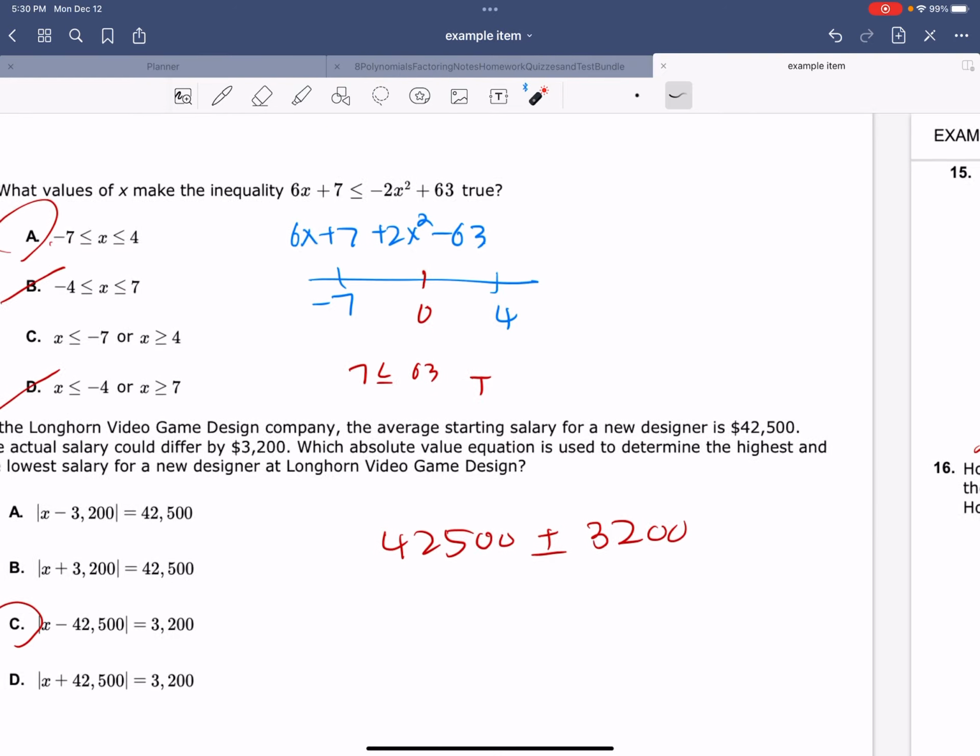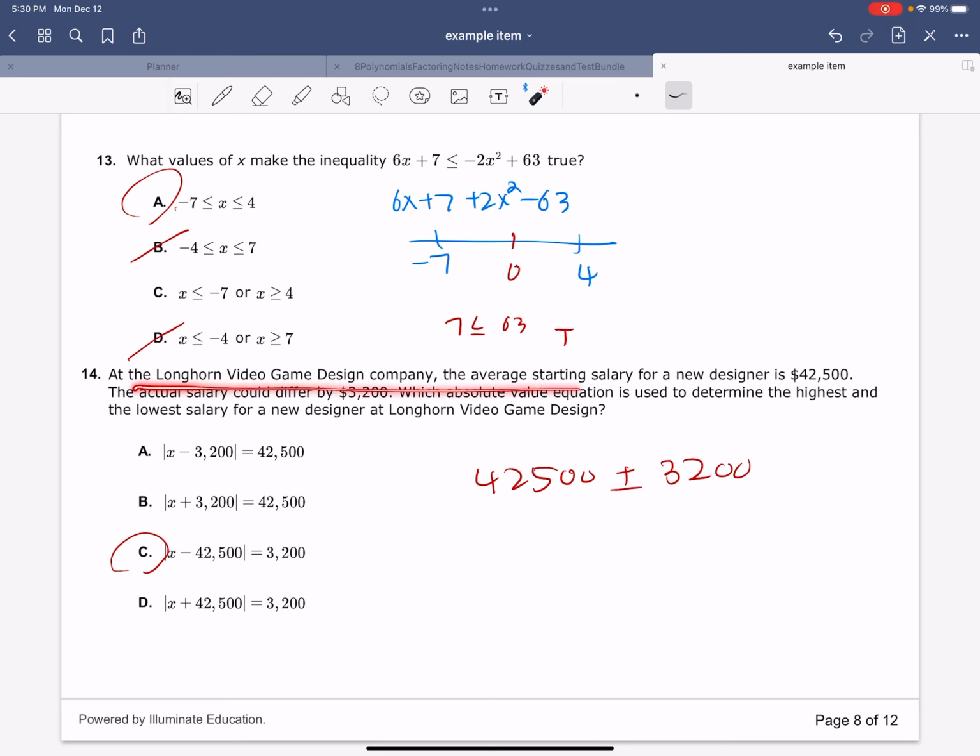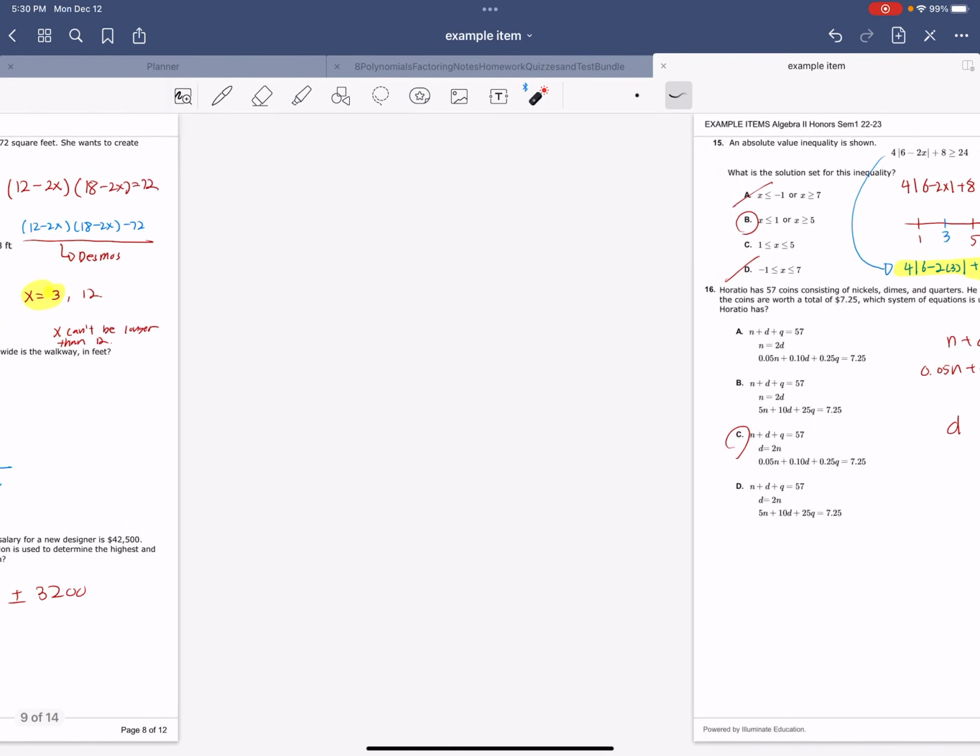This one is straightforward, so I'm not going to go over this. You get similar questions on the decimals a lot in the practice. You get $42,500 no matter what, and it differs by plus or minus 32,000. So you can get rid of these two first. So the answer is going to be either this or that. And which one of these represents 42,500? Obviously this one, because that will be flipped, right? So 14 is like that, easy.